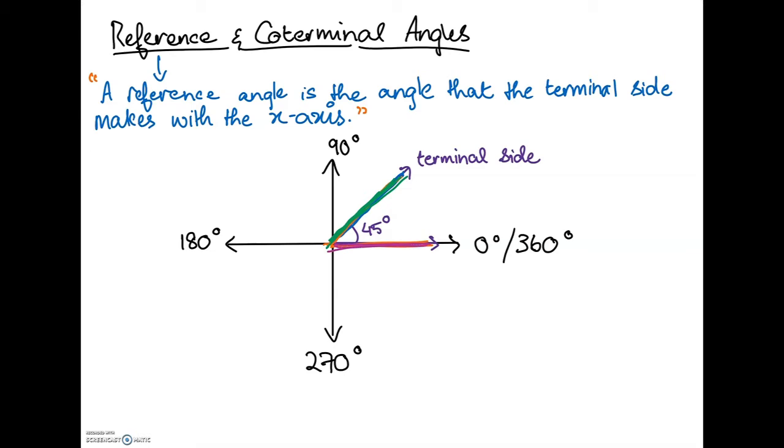So the angle between your terminal side and the x-axis is your reference angle. Obviously this is the x-axis, this axis over here. So this angle between the two will be your reference angle. Now in this case, they both have the same measure. The angle and the reference angle are both 45 degrees, but it will not always stay that way, and you'll see that when we do a couple of examples. So that's all you really need to know for reference angles.